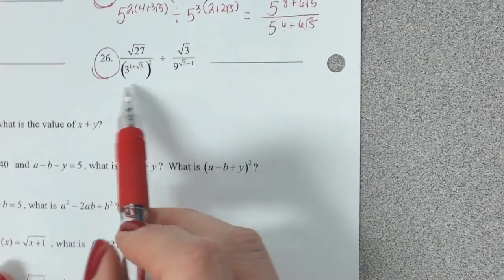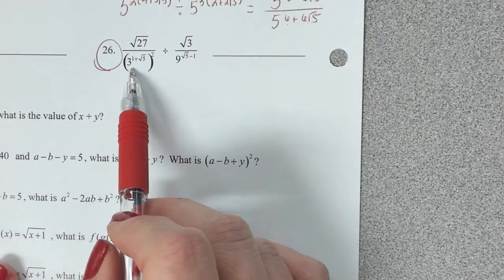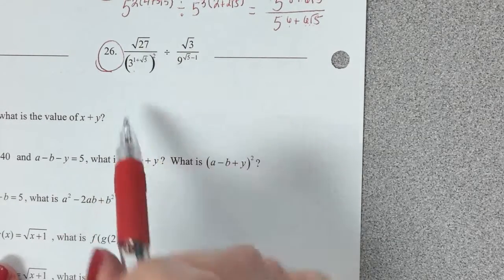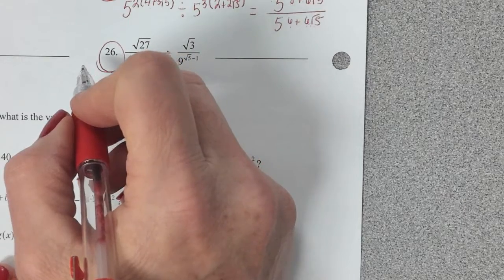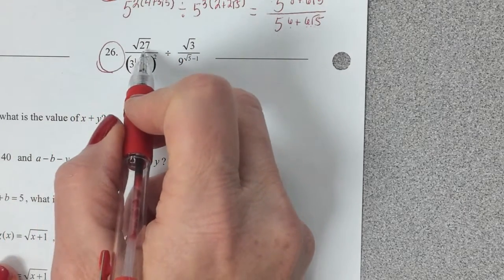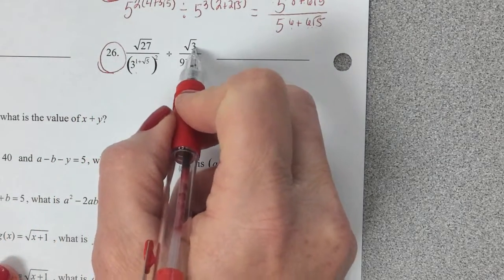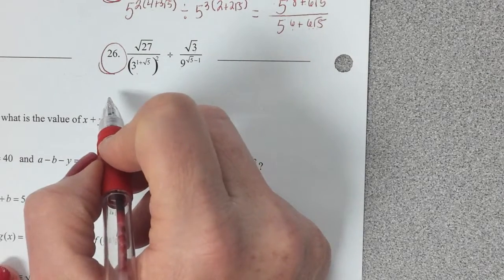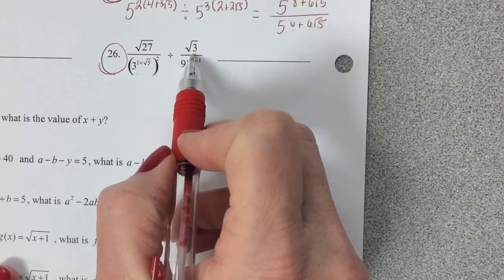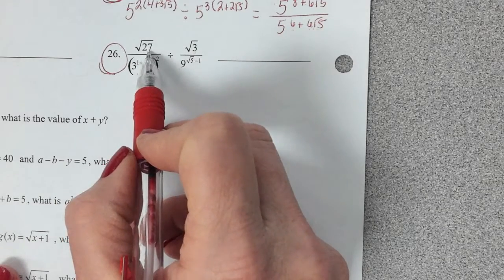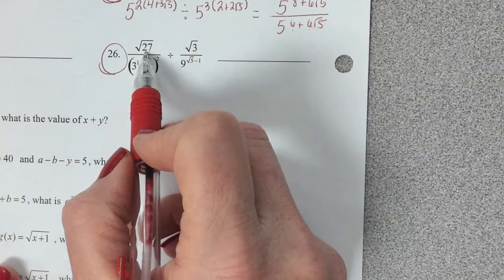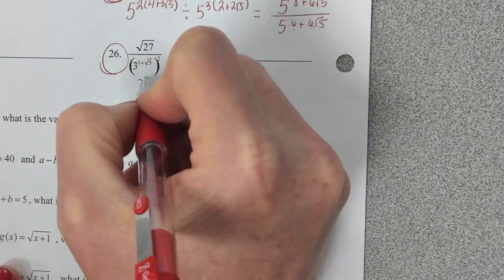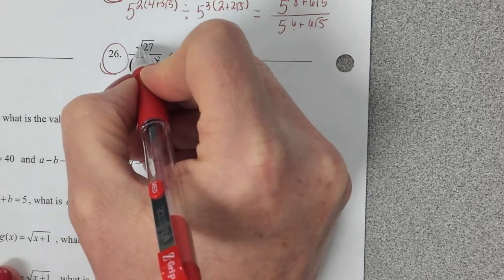Okay, and we'll do one more, number 26. Becky, how do I rewrite 27 again? I want to get a base that's the same as this, this, and this. So what kind of base should I use? Base of... So how do I rewrite 27 with a base of 3? Right, so it's going to be 3 to the third, and then we're taking the square root.